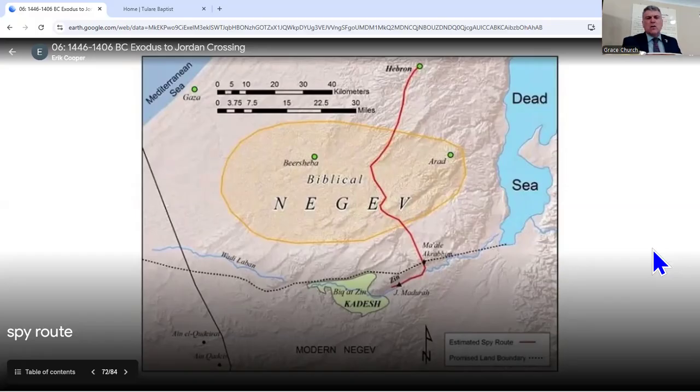Verse 3: "So why is the Lord bringing us into this land to fall by the sword? Our wives and our little ones will become plunder. Would it not be better for us to return to Egypt?" So they said to one another, "Let's appoint a leader and return to Egypt." Let's pause right there. So I'll ask the obvious question: what's wrong with this picture?